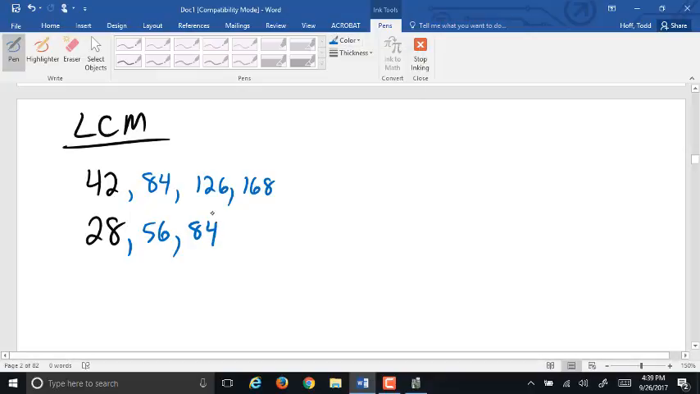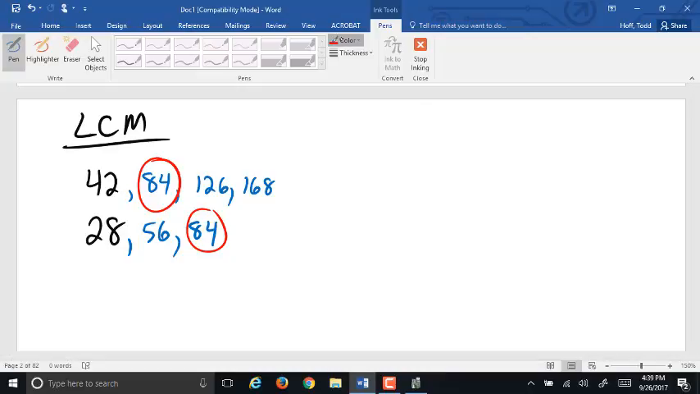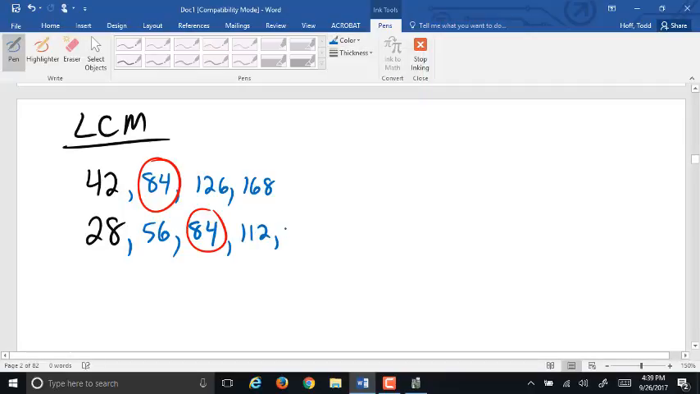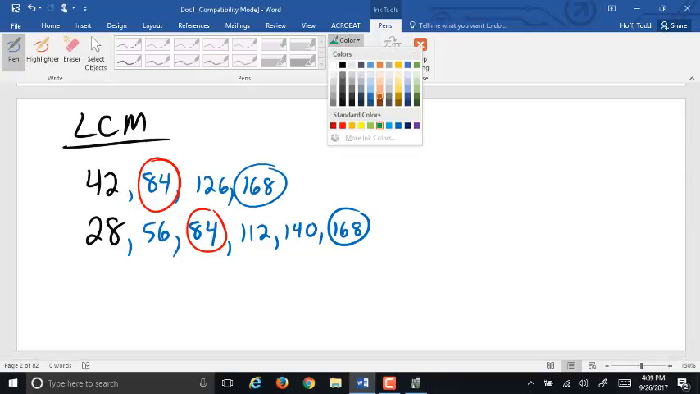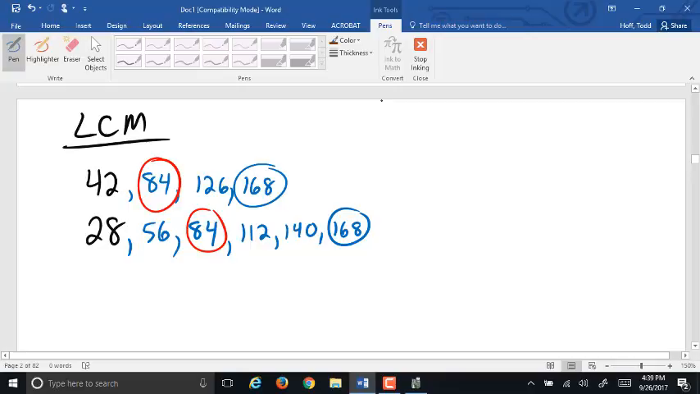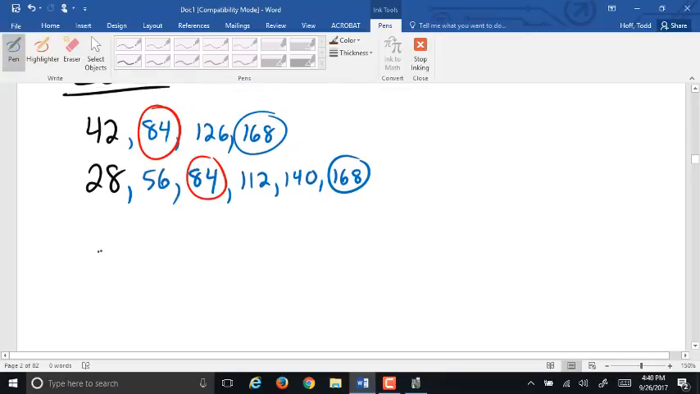Well, right there, we already have a common multiple. 84 is a common multiple, and it's the smallest one. If we kept going, 168 would also be a common multiple. But the 84 is smaller. Well, we want to do this with factoring. So let's go back and show that with factoring we get the same result of 84.